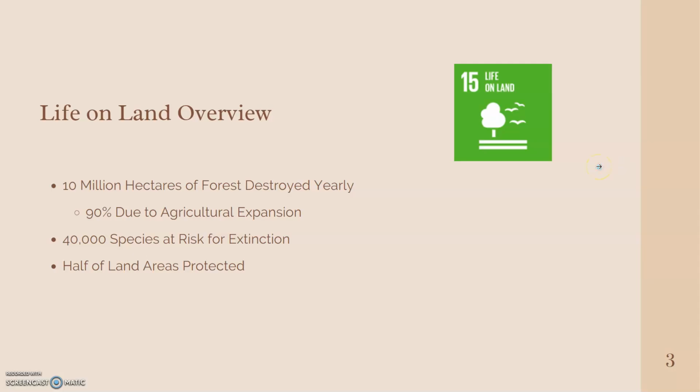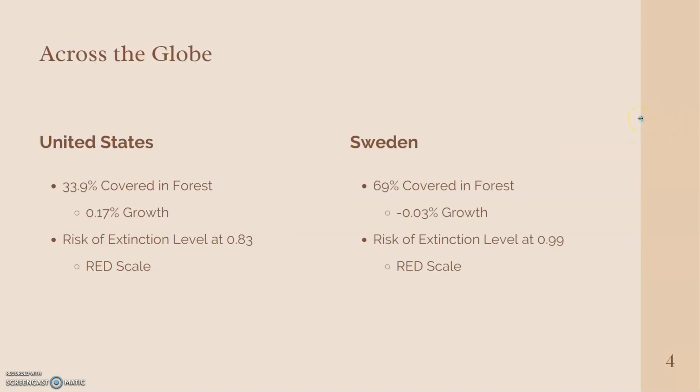Just a basic overview. 10 million hectares of forest are destroyed yearly, and 90% of that is due to agricultural expansion, like your farmlands or your cattle. Then 40,000 species are at risk of extinction in the world. That's a pretty crazy number, just to see how big it is. And half of the land areas are protected right now in the world, but think about how that's only half, and that we have to have half of the land areas protected is a pretty substantial amount.